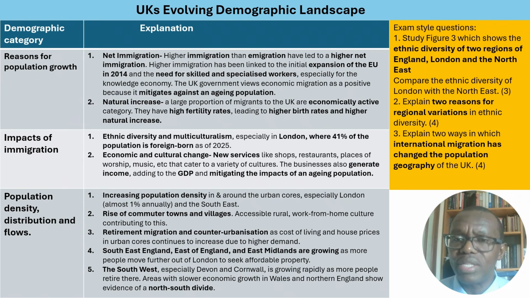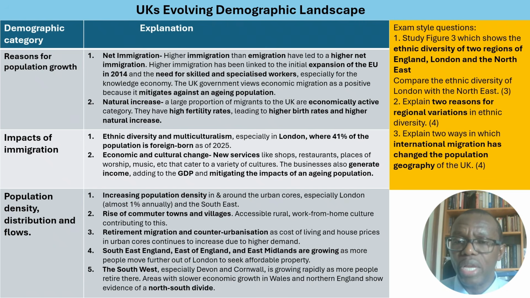Okay, let us look at exam style questions for this information here. The first one: study figure 5, which shows ethnic diversity of two regions of England, London and the northeast. Compare the ethnic diversity of London with the northeast. Now, obviously, here you'd be talking about ethnic diversity as a result of immigration into the country, so people moving into the country, because a lot of the migrants are likely to move to the urban cores where most of the jobs are.